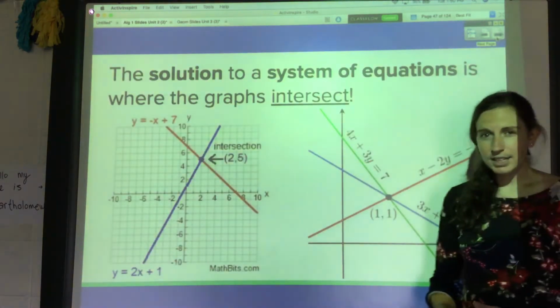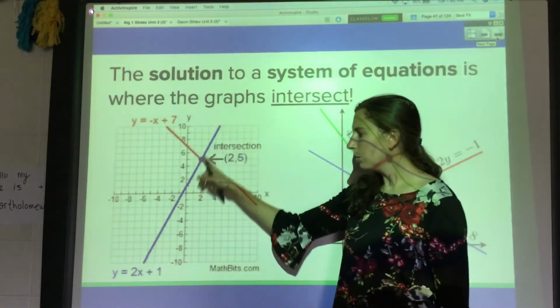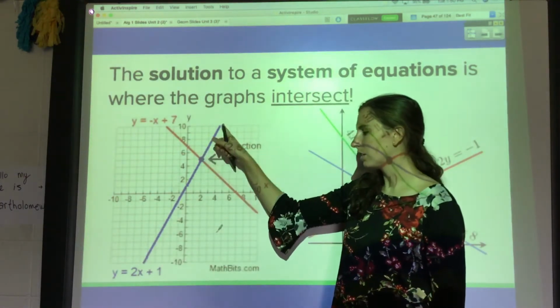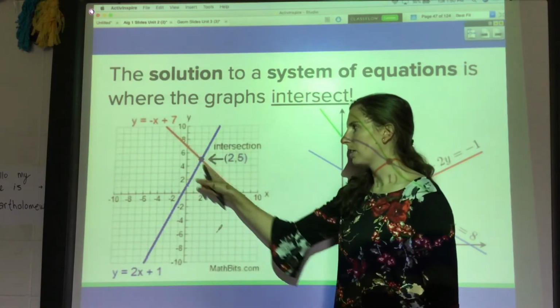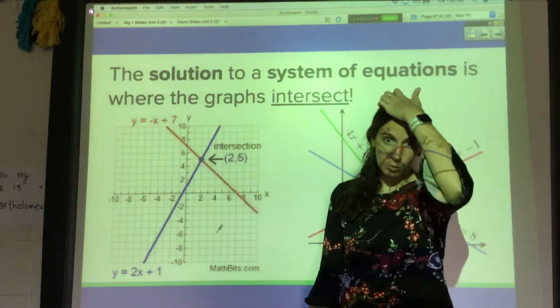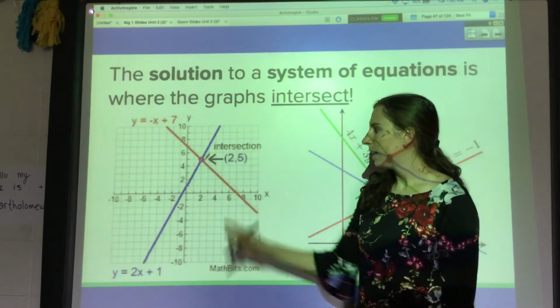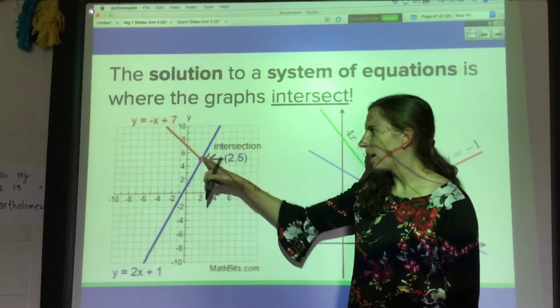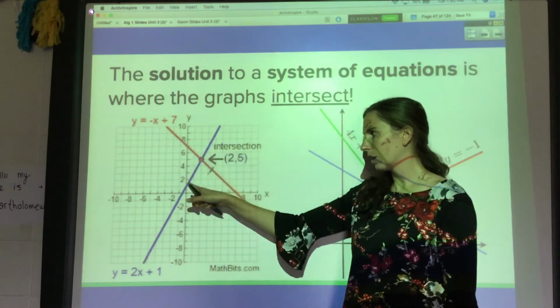This is actually very easy to do on a graph. Because remember, this blue line represents all of the solutions to this equation, and this red line represents all the solutions to this equation. So if I want to know what works for both, well, that's this point right here. The point (2, 5). Because it works for the red one and it works for the blue one.